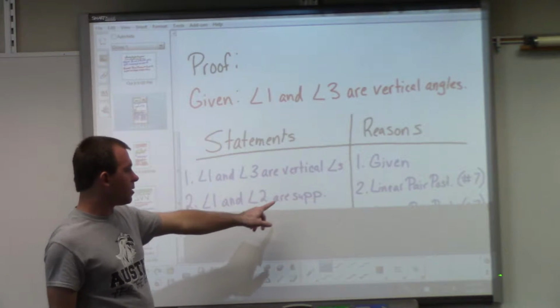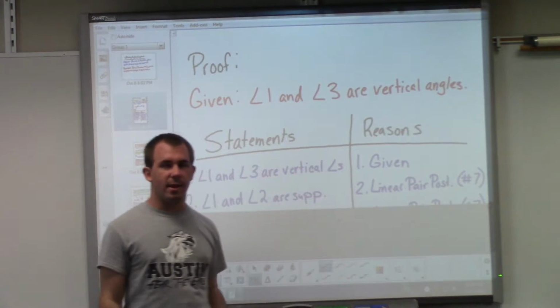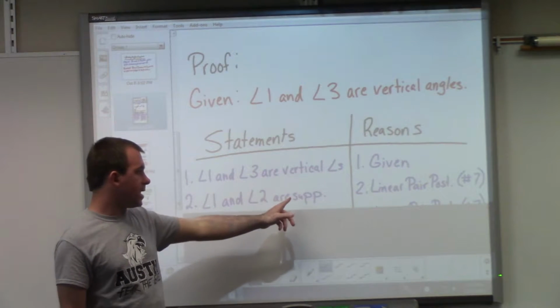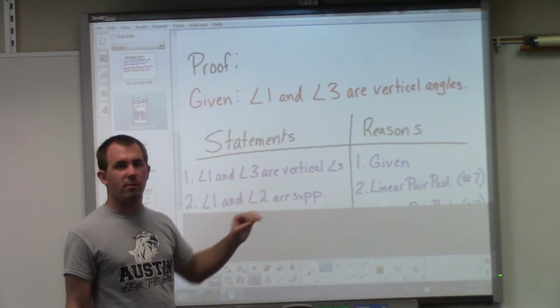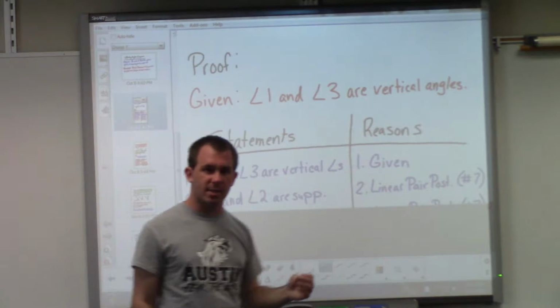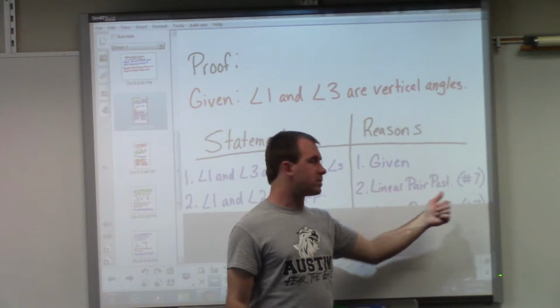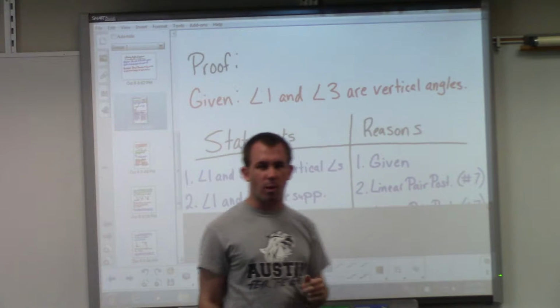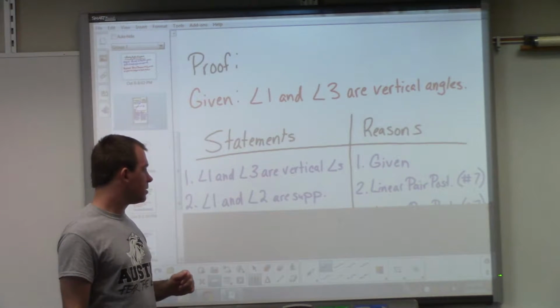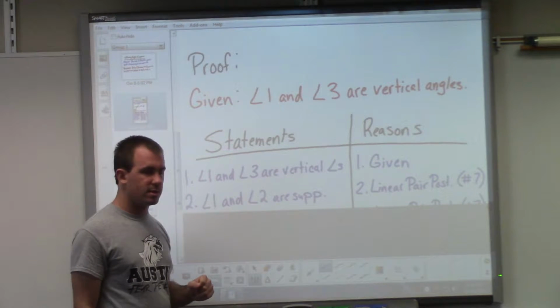Angle 1 and angle 2 are supplementary by the linear pair postulate. Now again, I'm using abbreviations. SUPP, period, for supplementary. POST, period, for postulate. Number 7, I put there to reference which postulate number that was that we have talked about. So angle 1 and angle 2 are supplementary by the linear pair postulate.